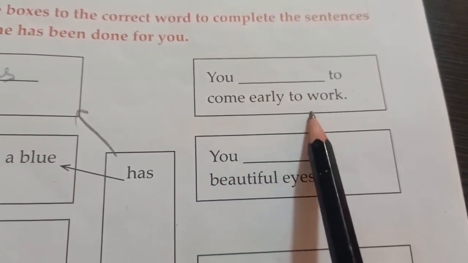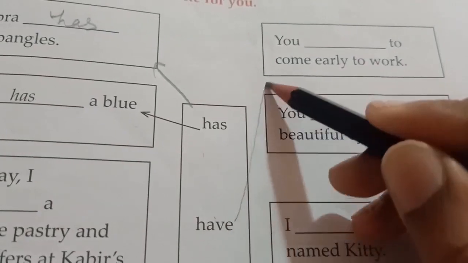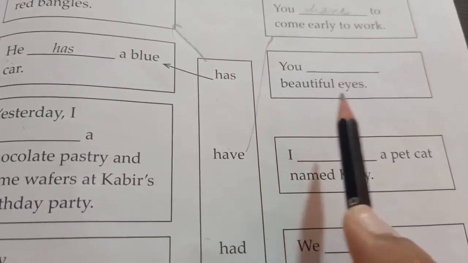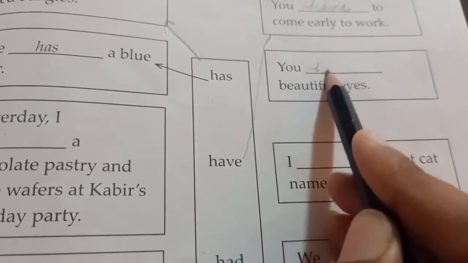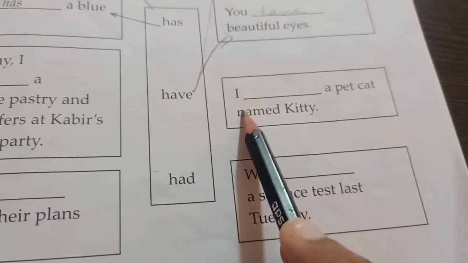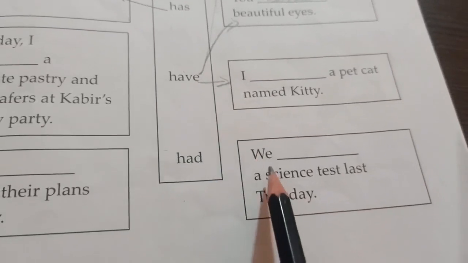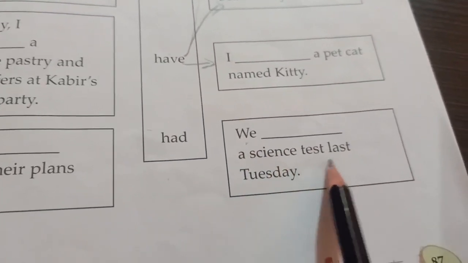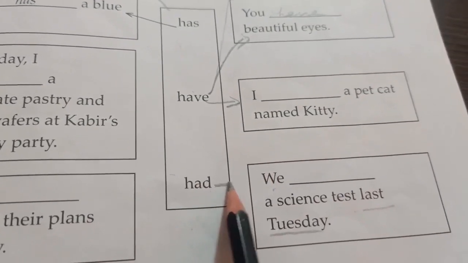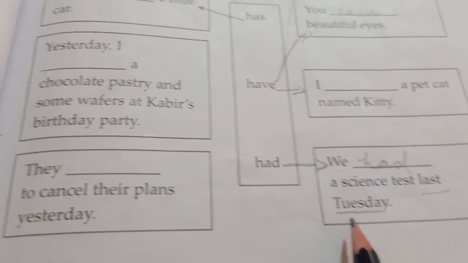You dash to come early to work. So with you what we use? Have. Okay, so we write here have. You dash beautiful eyes. You have. Again we do like this. I dash a pet cat named Kitty. I have. We dash a science test last Tuesday. Last Tuesday is a clue, so we will use had. We had a science test last Tuesday.